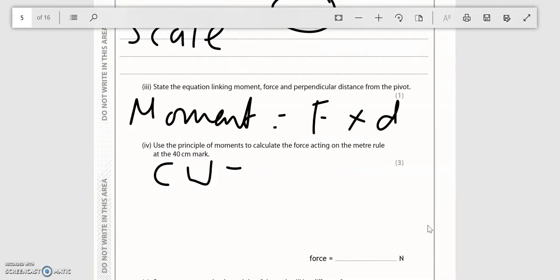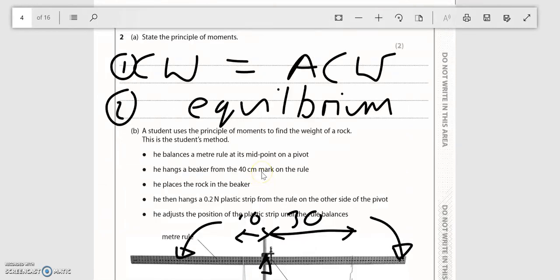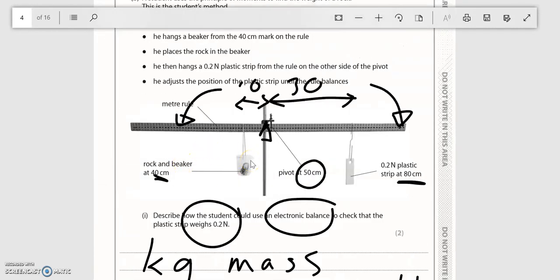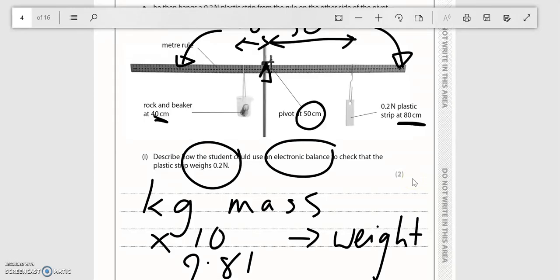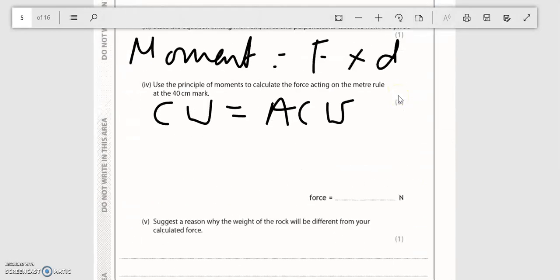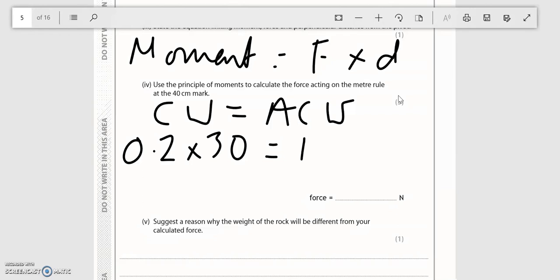So we're going to start off with clockwise equals anti-clockwise. The clockwise force in this situation is your plastic strip, so 0.2 newtons, and it's 30 centimetres away. So we're going to do 0.2 newtons times 30 centimetres. It's fine to leave it in centimetres as long as it's centimetres on both sides, which it is. And then we've got the mass of the rock, which I'll just call R, and that's 10 centimetres away from the pivot. So if you work that through and rearrange it, you should end up with a force that is 0.6 newtons.